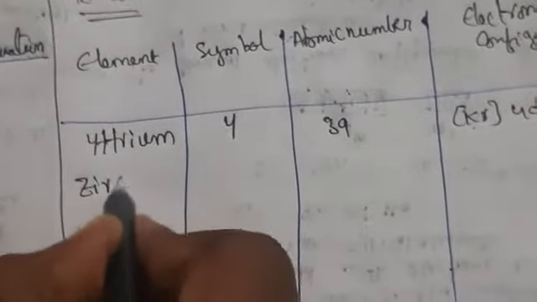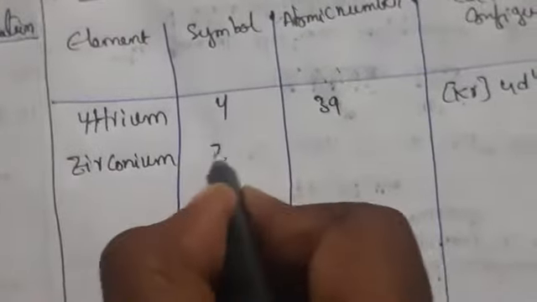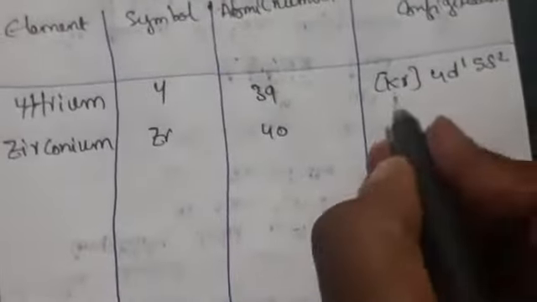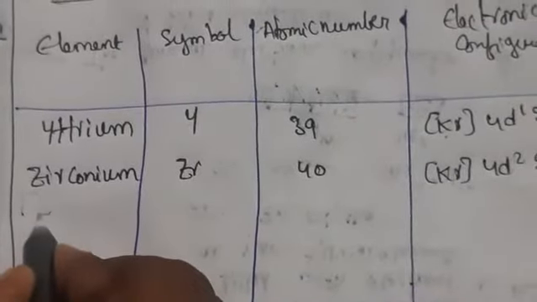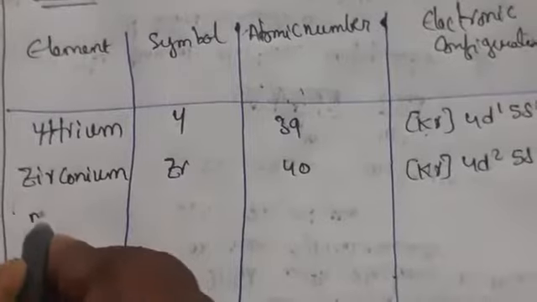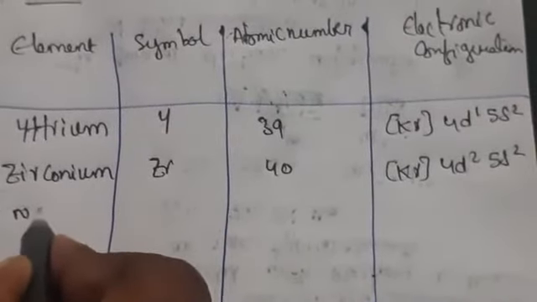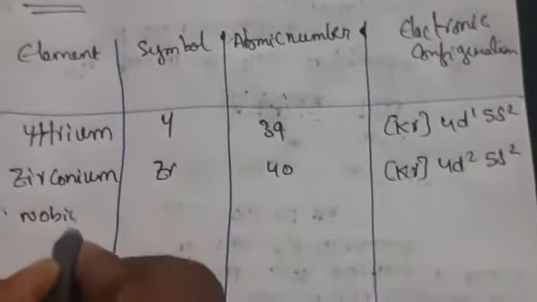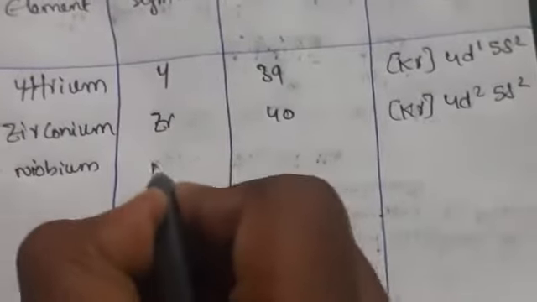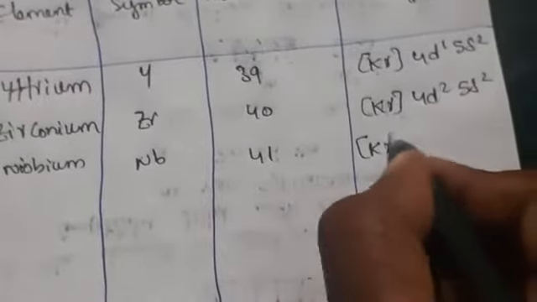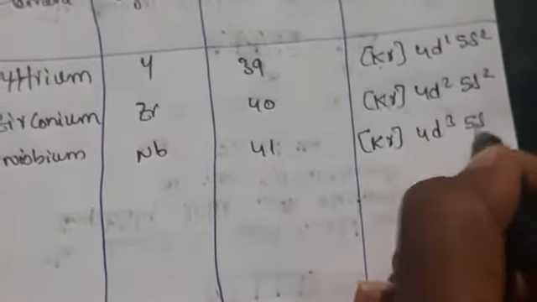Next element we are having zirconium, Zr 40. So here the configuration is 4d2 5s2. Next one, niobium. The symbol is Nb, atomic number 41. So we are having krypton 4d3 5s2.